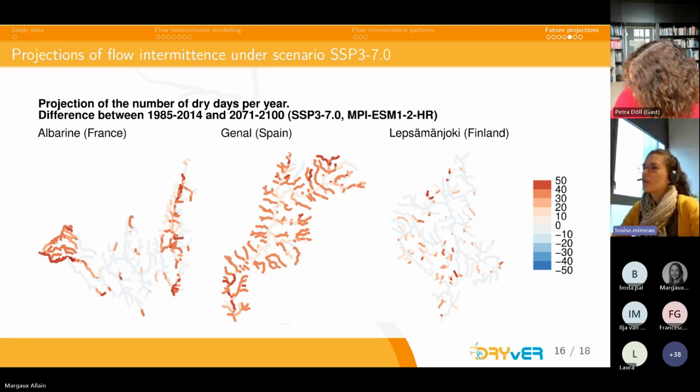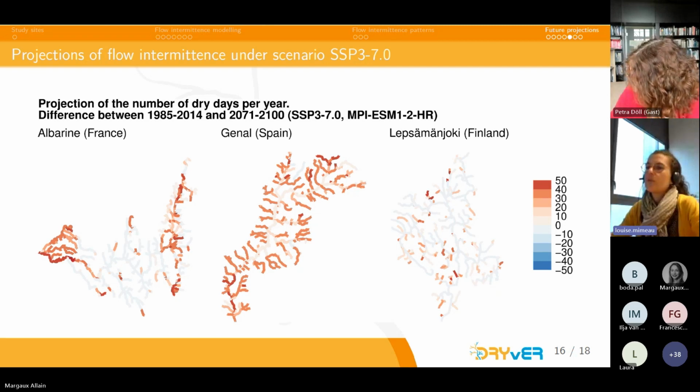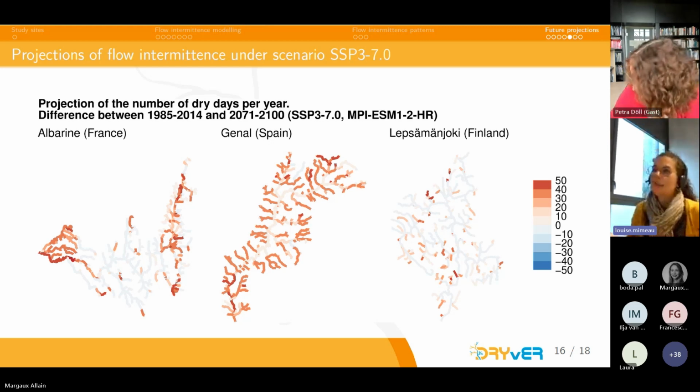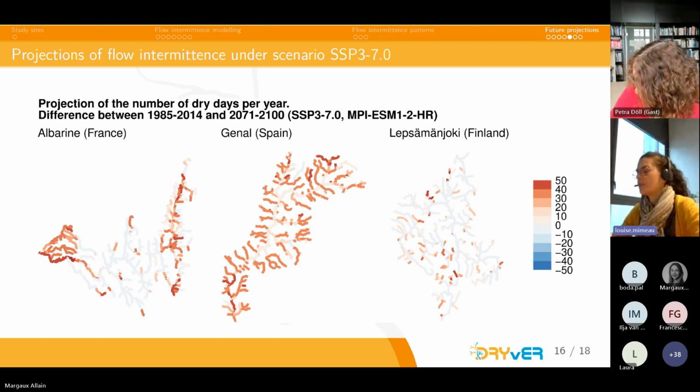But the maps also show a limitation of the random forest when we use the random forest model to extrapolate in the future, because we have an increase of drying events only on the reaches that are already intermittent today during the training period of the random forest. And you can see for the Albarine catchment and the Lepsämäenjoki catchment in Finland that the random forest cannot simulate some drying events in the reaches that were only perennial during the training period between 2005 and 2021.